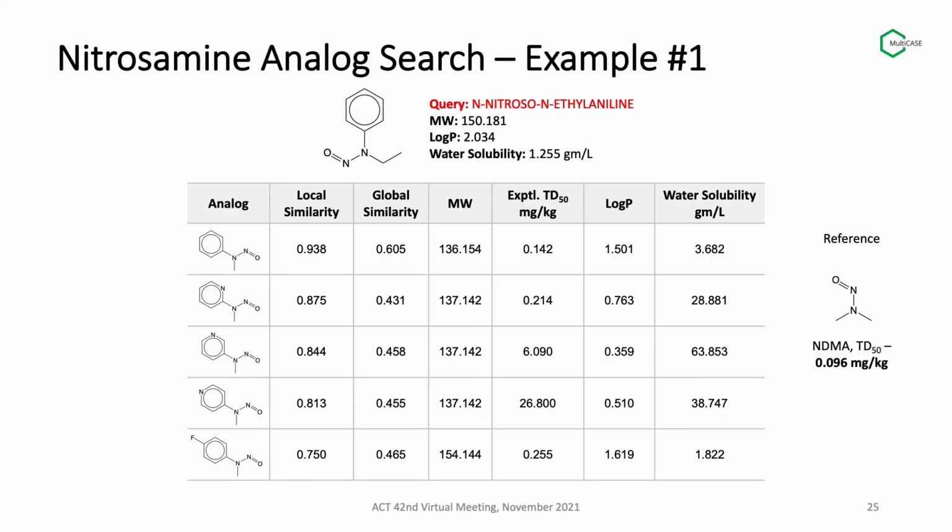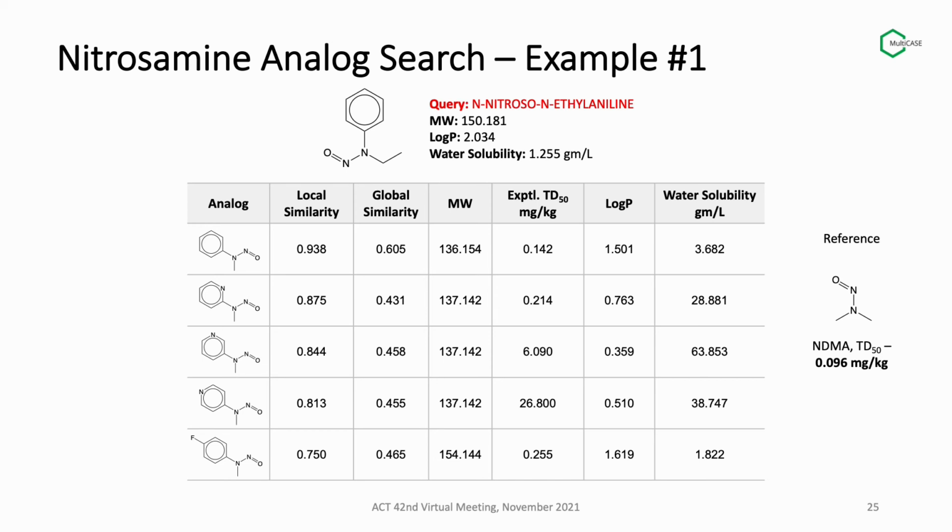So using all the knowledge that we have learned and discussed so far in the previous slides, and the technique of building the fingerprint that I have explained, now we can make a search for analogs for a nitrosamine query chemical for which we do not have any TD50 or carcinogenicity potency experimental data available. And this is a simple nitrosamine with an ethyl group on one side of the nitrosamine functionality and a phenyl group attached on the other side.